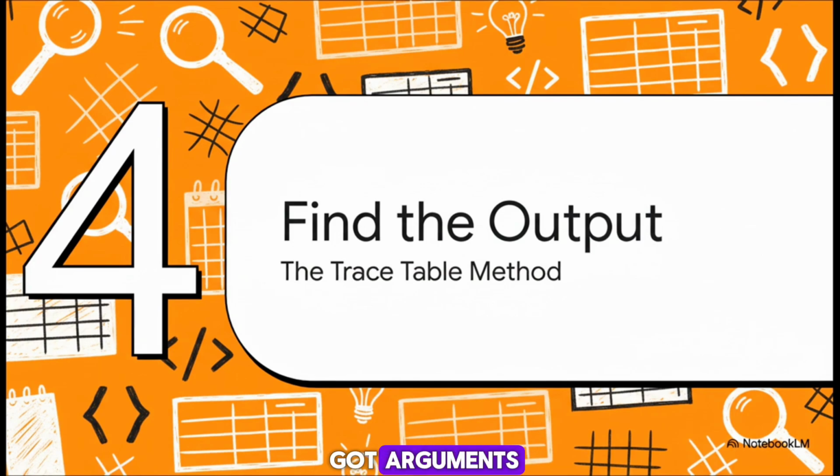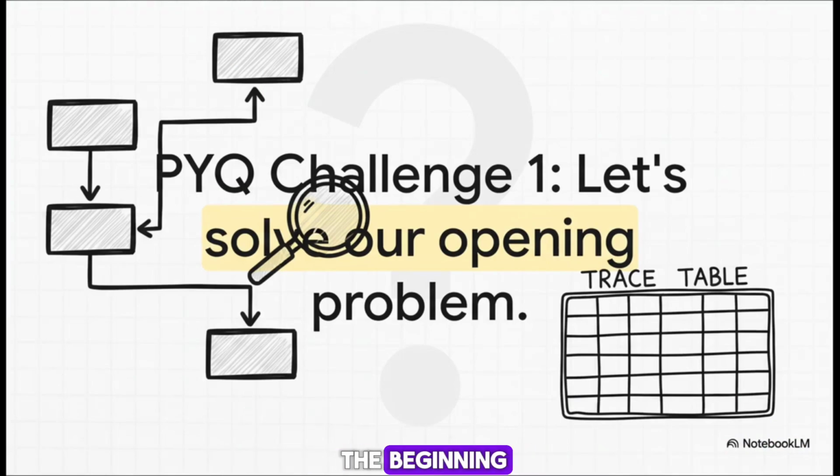Okay, so we've got arguments, we've got scope. Now it's time to put it all together. Time to put on our code detective hats. And our number one tool, our secret weapon for this, is the trace table. All right, remember that question from the beginning? Let's go back to it. But this time, we're not guessing. We're going to trace this thing line by line and find the exact, undeniable answer.